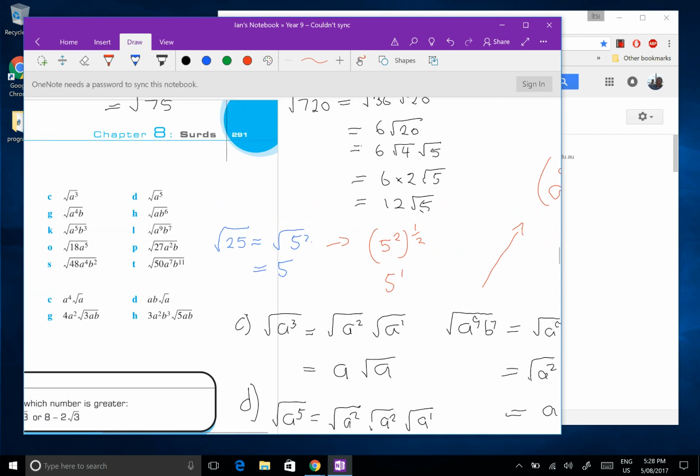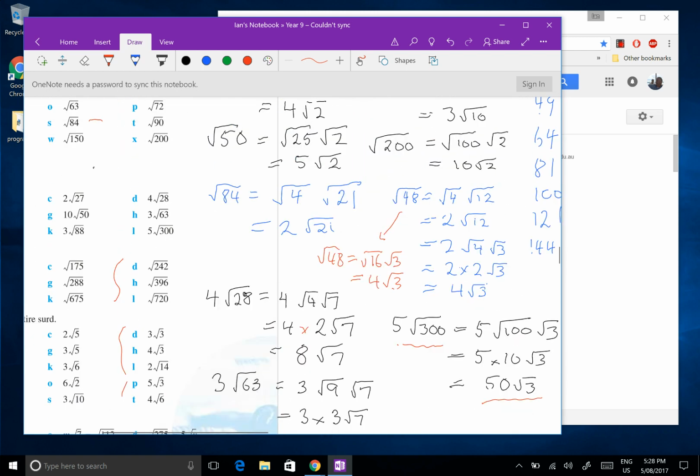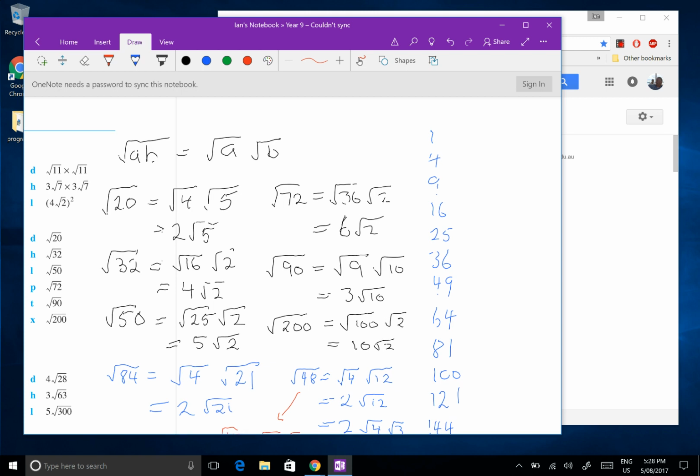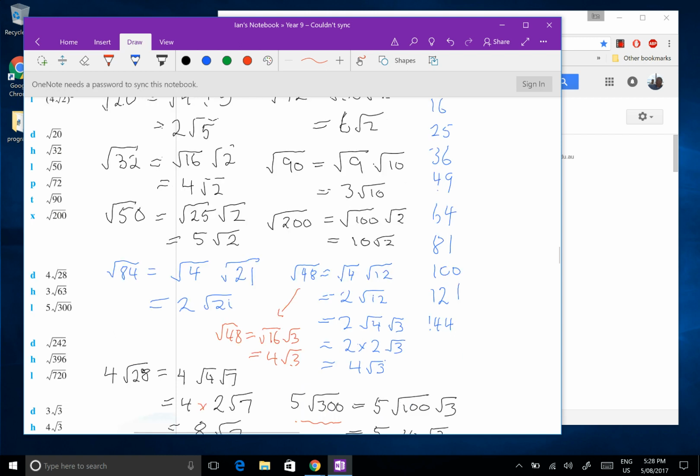So if you can do those, that'll be fantastic. If you're having trouble, remember we're looking for, when we do it with numbers, square numbers that multiply into the surd, or the number in the surd, and taking that out and simplifying it. Good luck.